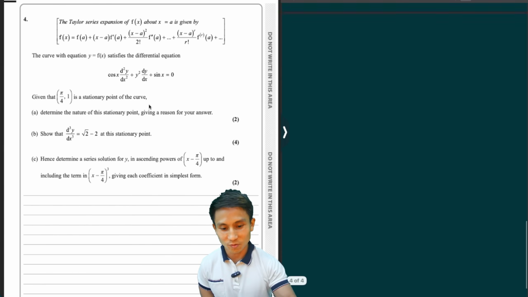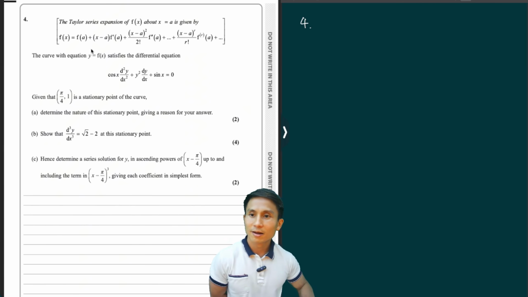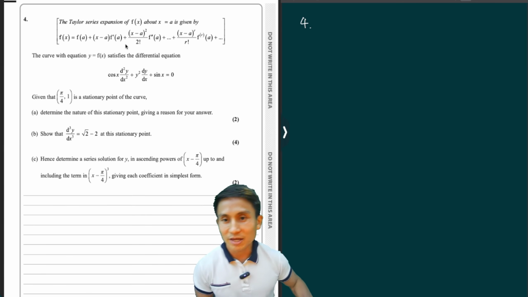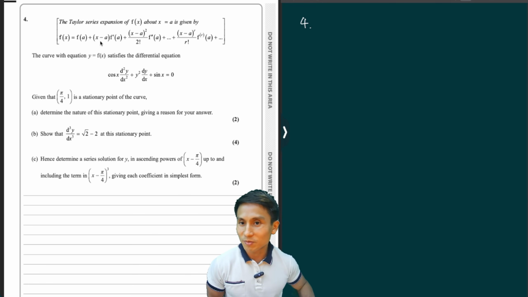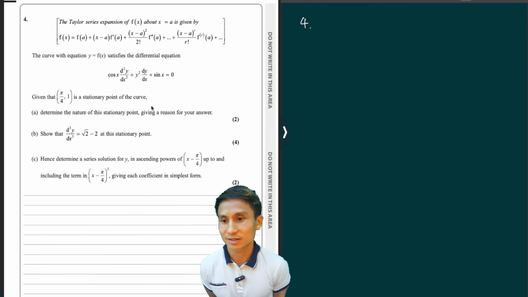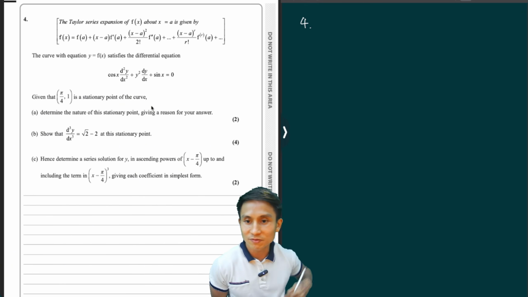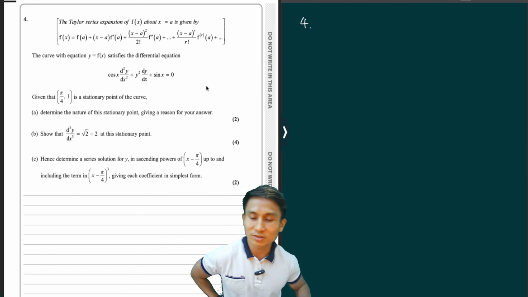Next, number 4. The Taylor series expansion of f(x) about x equals a is given by this. All right, we know this, right? The curve with equation y equals f(x) satisfies the differential equation, given that (pi over 4, 1) is a stationary point of the curve. Determine the nature of this stationary point, giving a reason for your answer.